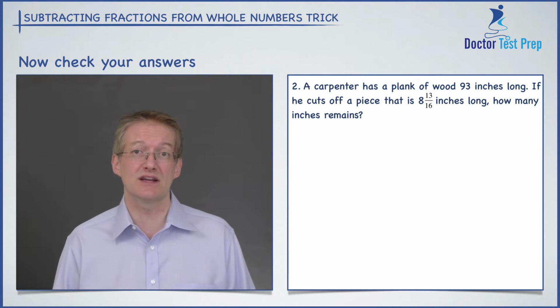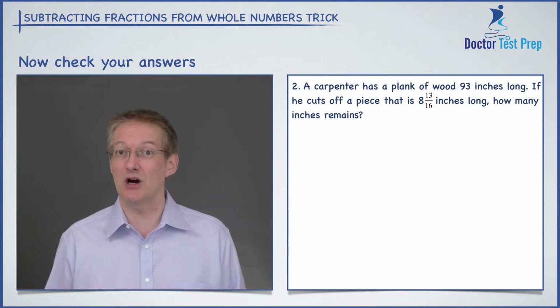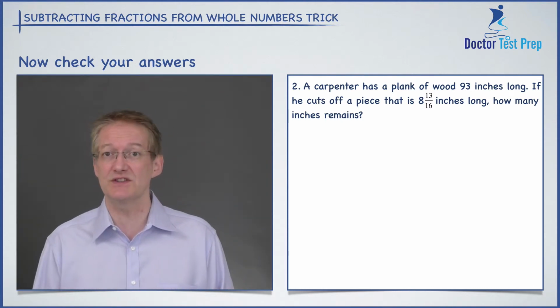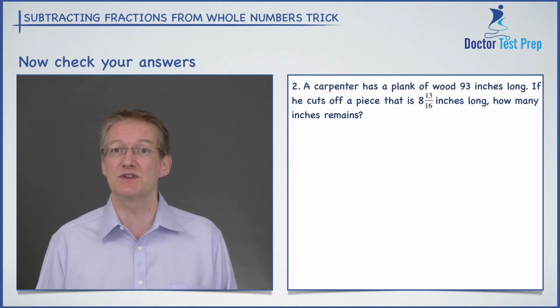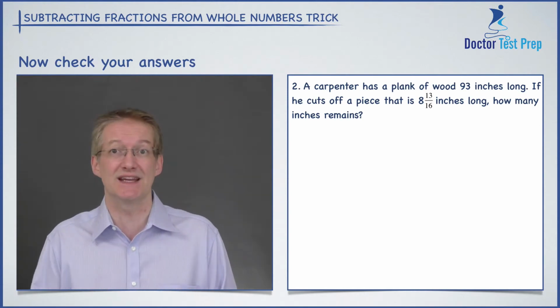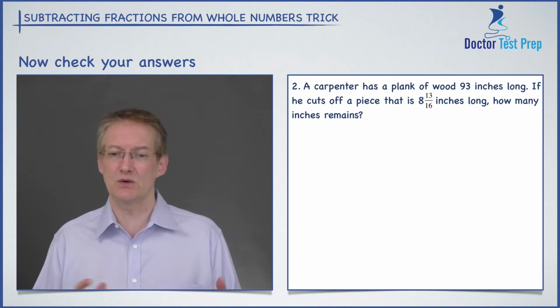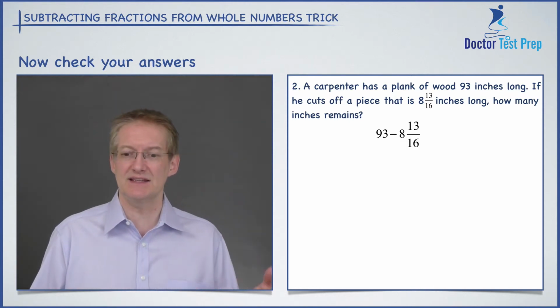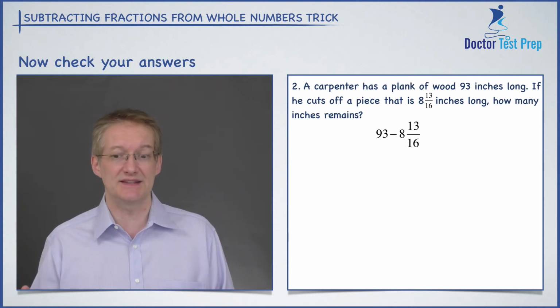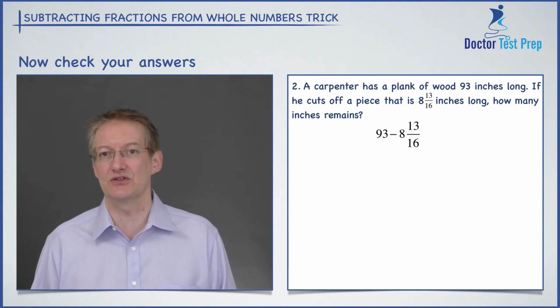Alright, so now let's take a look at this word problem. So here we have a carpenter. He has a plank of wood 93 inches long, and he's cutting off a piece which is 8 13/16 inches long. We want to know how much wood remains. So what we're really doing here is 93 take away 8 13/16 of an inch.